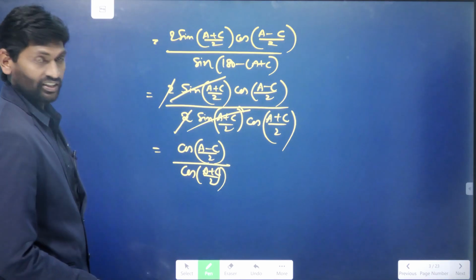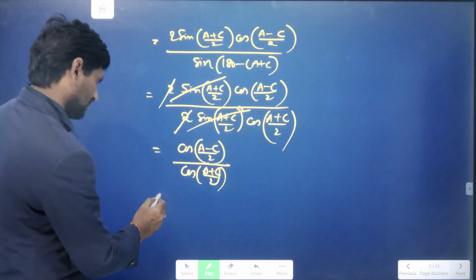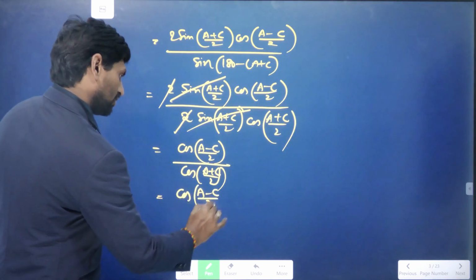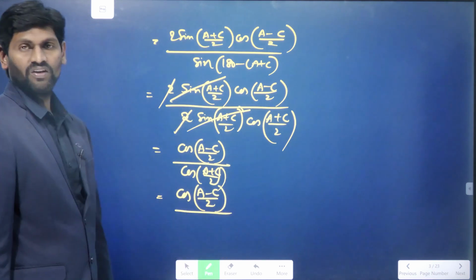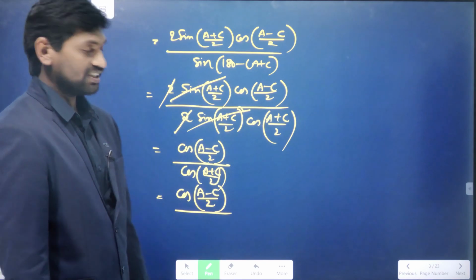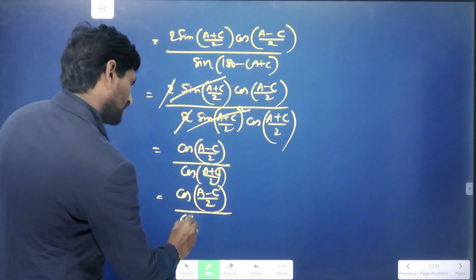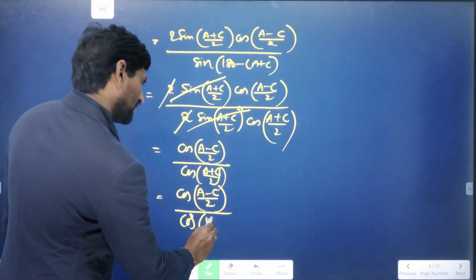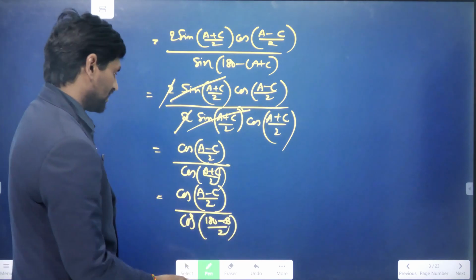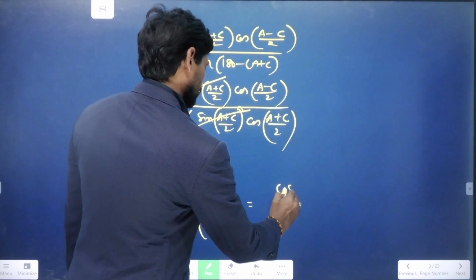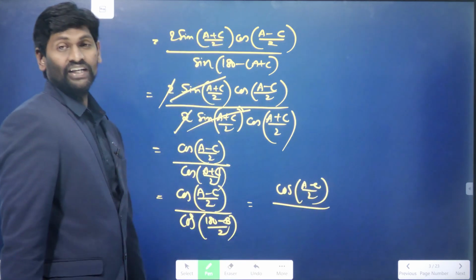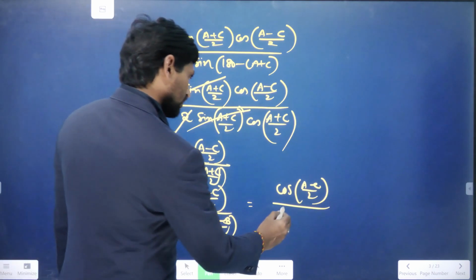So after calculating, the answer is still not given, but we can try because we know the value of B. Cos (A plus C by 2) we can write as cos of (180 minus B) by 2, that means cos (90 minus B by 2). So cos (A minus C by 2) by cos (90 minus B by 2), which becomes sin B by 2.